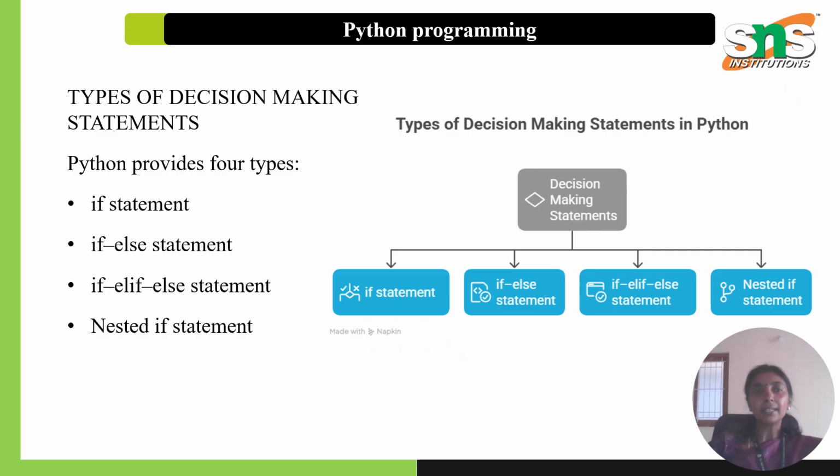Types of decision making statements. Python provides 4 types: if statement, if else statement, if elif else statement, nested if statement.